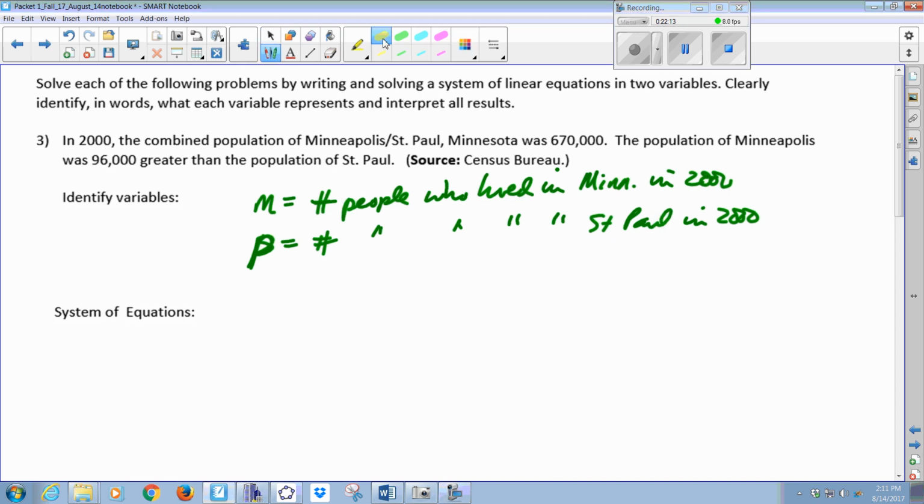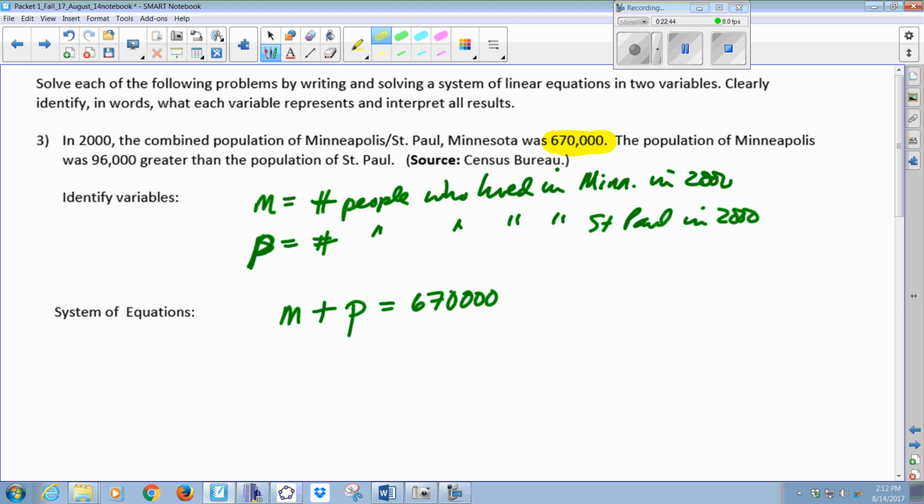Hopefully, as with some of the problems we looked at in the demonstration, we know a total. Like with our scholarship, we were told how much money was invested. Well, here we have the total population. Voila, there's my first what equals what. The number of people who live in Minneapolis plus the number of people who live in St. Paul in 2000 is 670,000 people.